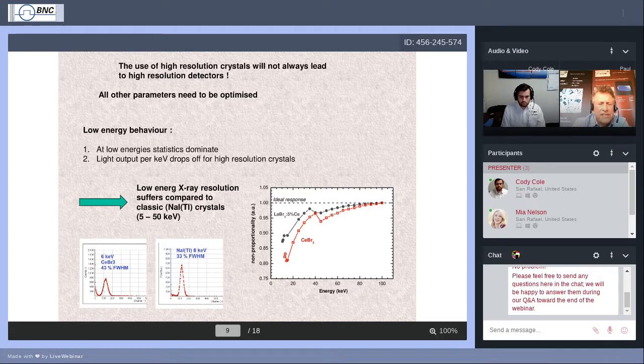The interesting thing is that the light output of some good proportional crystals like cerium bromide or lanthanum bromide, LaBr3, slopes down at lower energies. And this means, for example, that the best energy resolution at low energies, 6 keV, is not achieved with the famous high-resolution crystals, but with classic sodium iodide crystals.